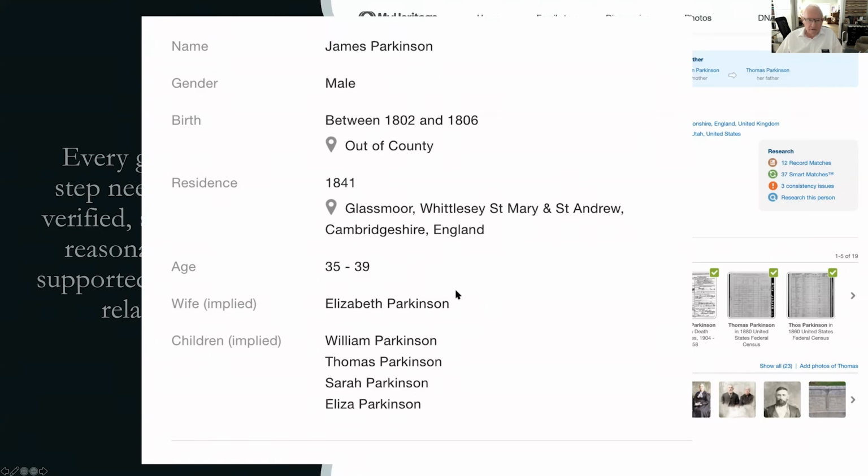Obviously, we're not going to stop with looking for additional records. We'll certainly want to find baptismal records in England here for each of these children, which we have done. And so we're fairly certain that we have the ancestors, the parents of Thomas Parkinson and his siblings, and James Parkinson. But when we get to James Parkinson, it gets a little more difficult, and the connection is not quite as complete and quite as reasonably established.